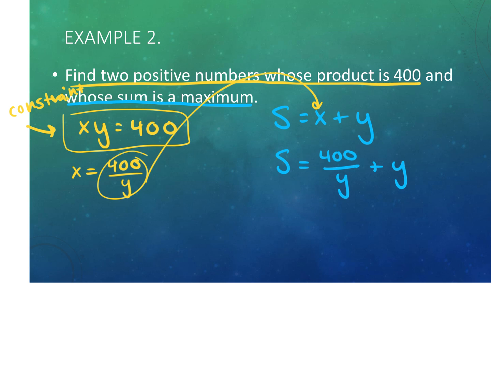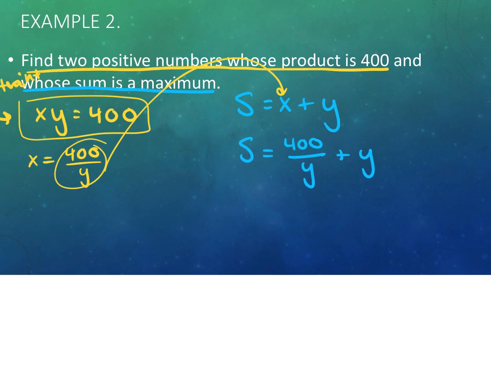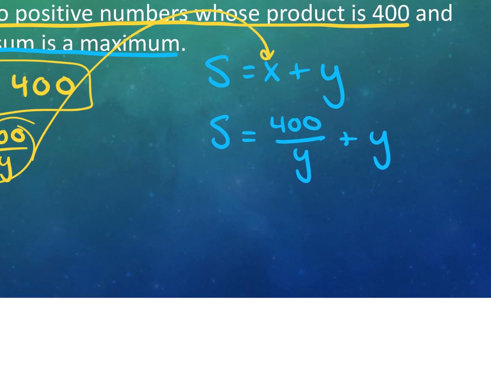Now we want to take the derivative. Before I take the derivative, just to make our lives a little bit easier, how else could I write 400 over y? Awesome. 400 times y to the power of negative 1. Perfect. Just will make it easier. That way we won't have to do the quotient rule. Now we can take the derivative.